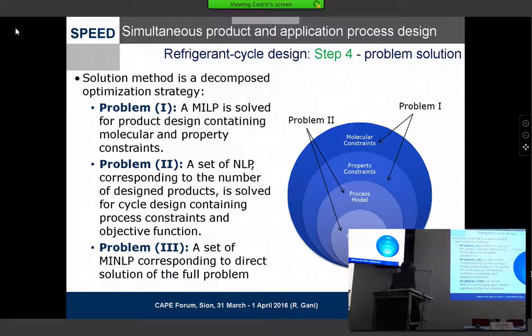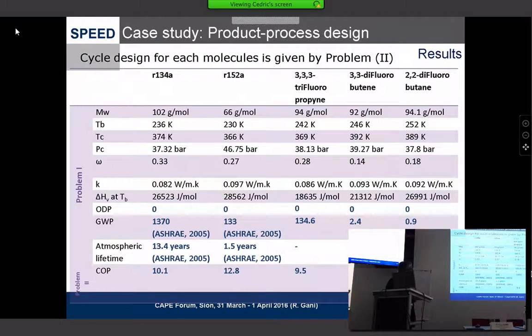So what we did here was we solved this first, then this, and then used this result as initial estimate for this one, because that's a complex MINLP problem and needs good initial estimates. And so we can reduce the search space as we go from one problem to another. And then here are the results.